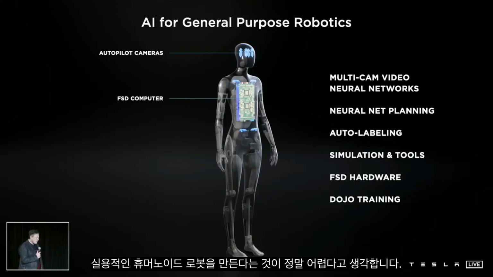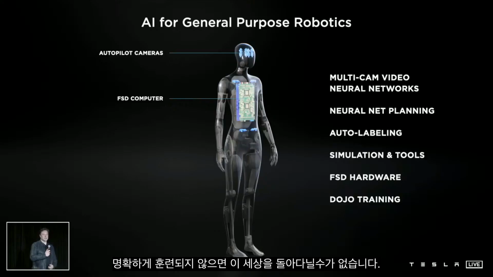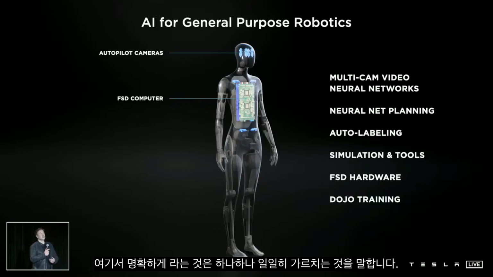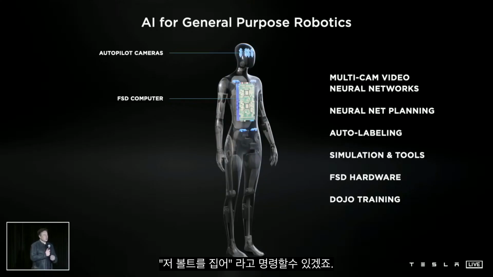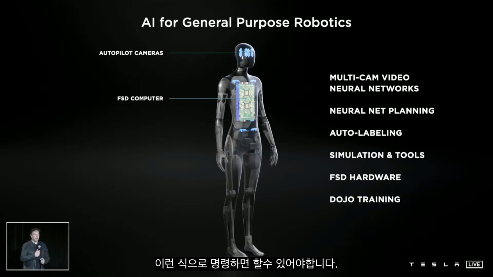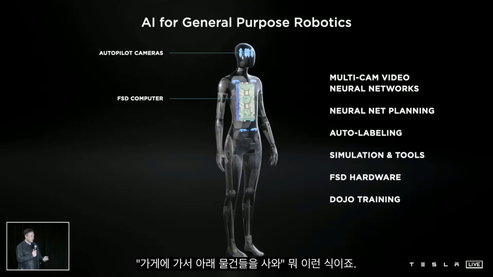So, I mean, what I think is really hard about having a useful humanoid robot is, can it navigate through the world without being explicitly trained? I mean, without explicit, line-by-line instructions. Can you talk to it and say, please pick up that bolt and attach it to the car with that wrench, and it should be able to do that. It should be able to, please go to the store and get me the following groceries, that kind of thing. So, yeah, I think we can do that.